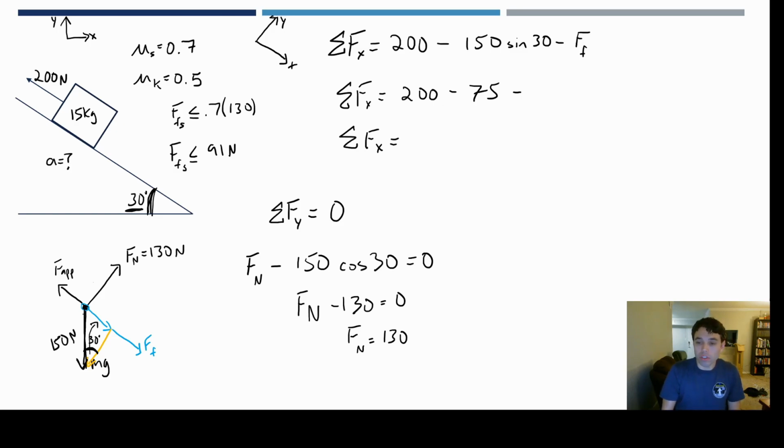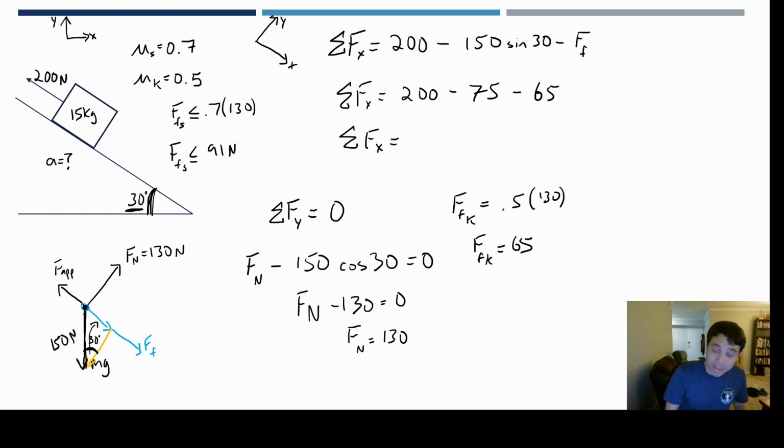All right, let's go over here. So friction force for kinetic now will equal the kinetic coefficient of friction, which is 0.5 times 130. That's going to be 65 newtons. So now instead of minus 91 it is minus 65. So now that the box is actually moving, and again, we had the weight force down the ramp at 75, that didn't change. So 200 minus 75 minus 65. So now our net force is actually 60 newtons in the x direction.